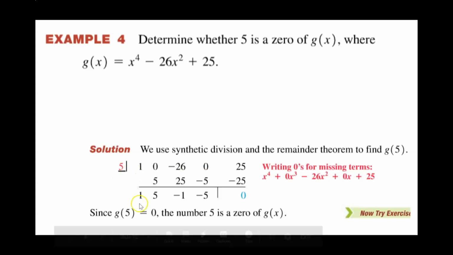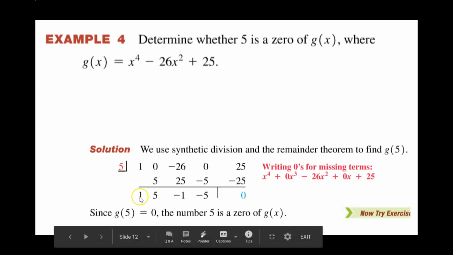So once again, drop the 1 down, multiply 5 times the 1, we get 5, add them, we get 5. 5 times 5 gives us this 25 here. And then add them together, 5 times this -1 gives us -5 here, add them together, remainder of 0. So once again, we have the answer to be equal to 0 for the remainder.